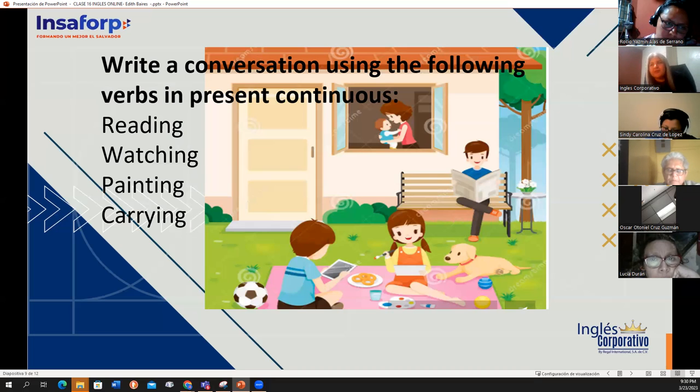You have 5 minutes, and you can write that. So you can write four sentences or more. Okay? Cuatro, una con cada verbo, o más, if you want. And then I will ask you to read that for me.